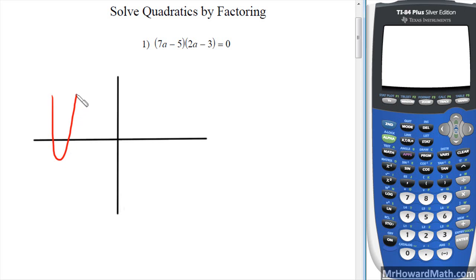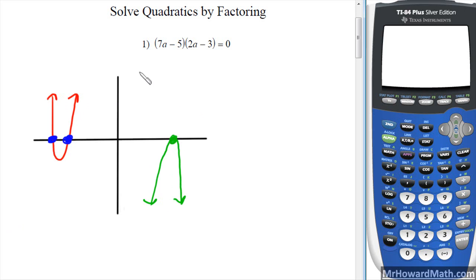So, for example, if you have a parabola like this, the two solutions, and this one would have two, would be right here where it crosses the x-axis. For example, you could have one solution. So let's say this parabola has its vertex on top of the x-axis there. That one would have one solution.